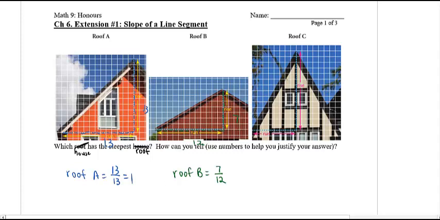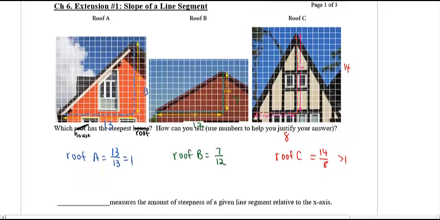Finally, with roof C, 1, 2, 3, 4, 5, 6, 7, 8. 1, 2, 3, 4, 5, 6, 7, 8, 9, 10, 11, 12, 13, 14. So roof C has this ratio of 14 over 8, and that number is actually bigger than 1. And notice then this has the steepest roof. So how can we tell using these numbers? Well, it looks like this ratio, or this fraction we created, talks about the steepness of a roof.